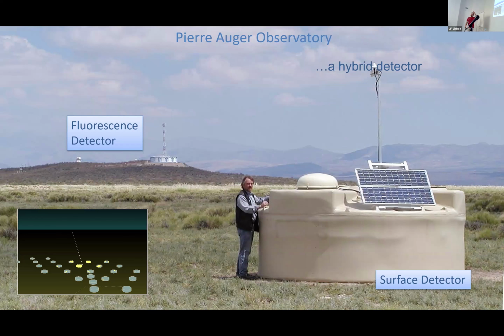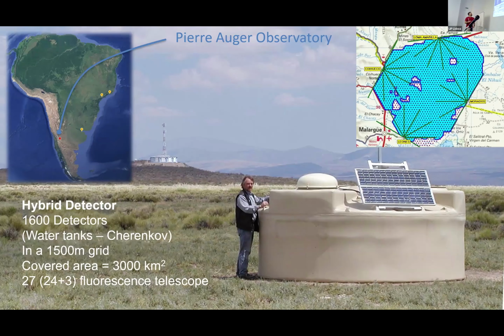The front of the shower propagates like a plane, like a disk of particles. If you sample this disk, you can get information about it. The timing gives you information about the direction, and the number of particles that you sample in a certain area gives you the density of particles at that distance from the core, and then you can reconstruct the whole shower and infer about the shower.